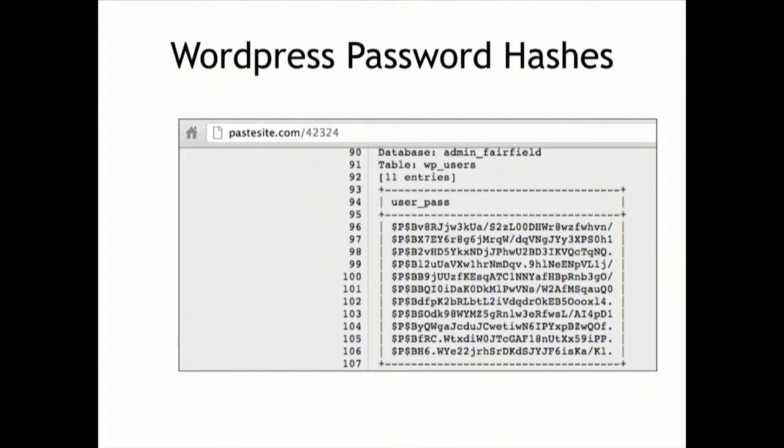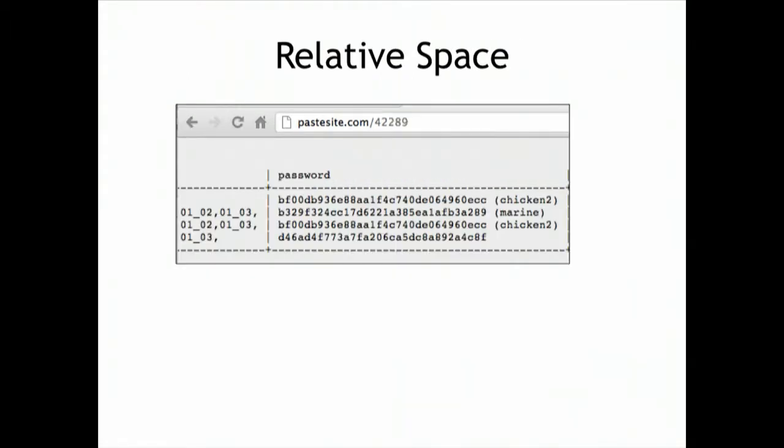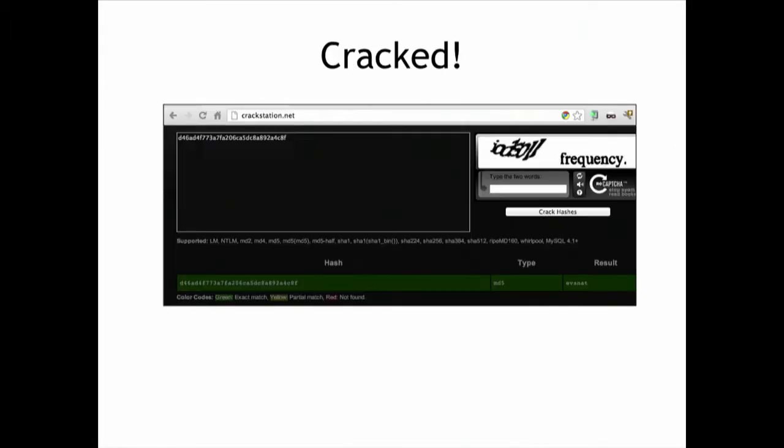Now, WordPress has this system with $P, and I think it might be the one that's actually stretched, and the letter tells you how many times it's been stretched. Here's relative space. These look like SHA-1s, and you see out of the four, three of them were already cracked. Notice that these two are both chicken two, and the password is exactly the same, bfoo, bfoo, so there's no salt in use. That's what happens when you have no salt.